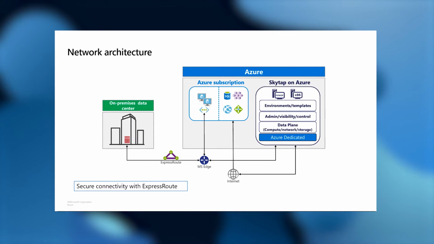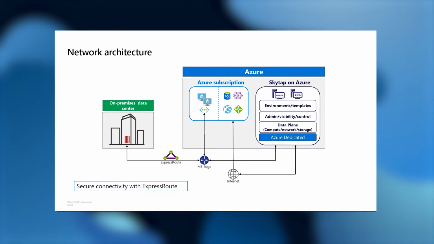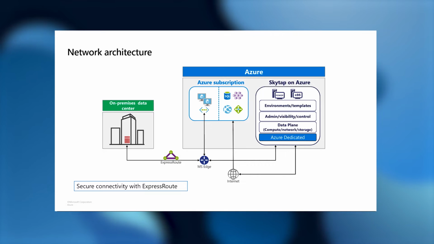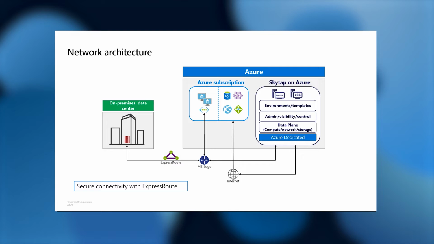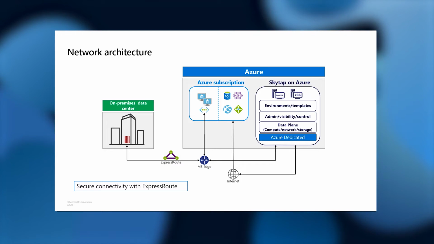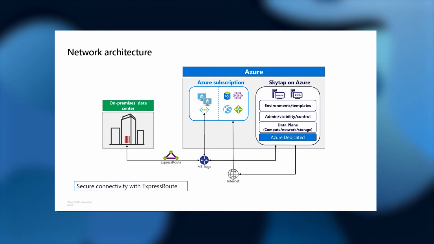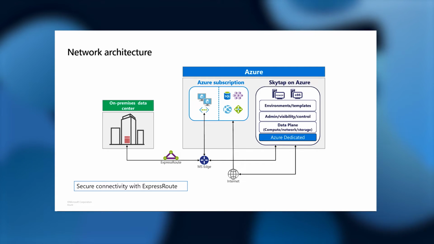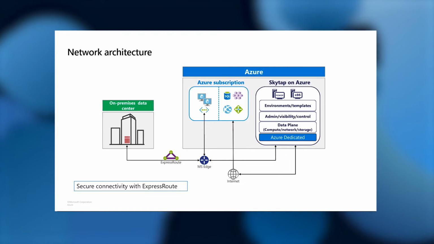This is the network architecture. With Azure ExpressRoute, you're able to connect Azure VMs, on-premise applications, and your traditional applications running on Skytap on Azure. This should give you the flexibility to migrate over time, scale out as needed, support hybrid application environments, and also fail over if any disaster recovery event happens.